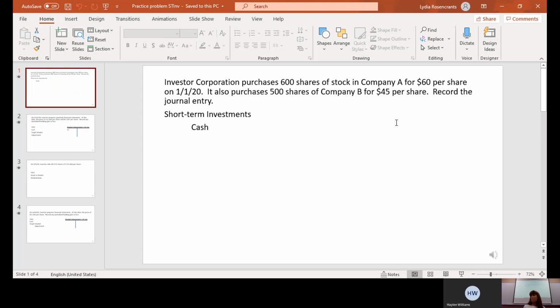And what really matters in how we account for this investment is what kind of relationship we have with that company. Okay, and I apologize, I'm getting a notification on Teams, but I don't think it'll bother us. No, okay, good. So what kind of relationship do we have with that other company? Now, we quantify that by what percentage of stock we own, basically. So if we own between 0 and 20%, we're typically going to be looking at short-term investments.